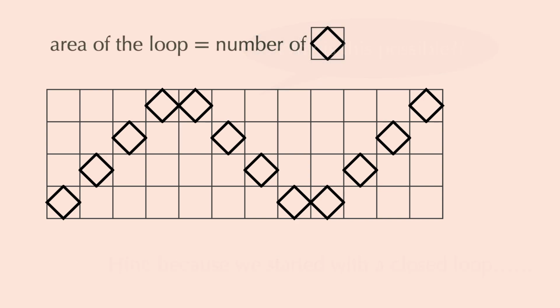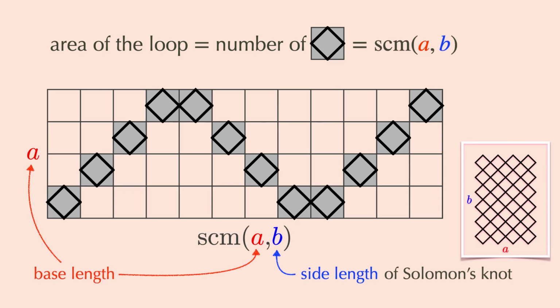Anyways, after making these diamonds out of the closed loop, we see that by our definition, the area of the loop is the same as the base length of this grid, which we already identified as the smallest common multiple of the side length of the Solomon's knot. Now we need to use a little bit of math here.